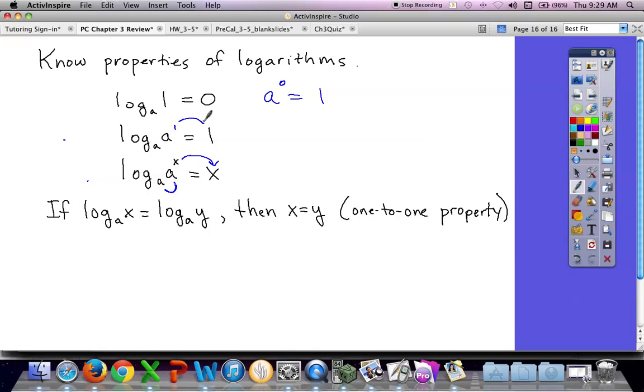And then one last property, which we dealt with many times, but it was listed as a property, is just the 1-to-1. Remember, if you have an equation which equates the log on both sides, it's the same log, then it must be that what's inside the logarithm is equal. That's a property, 1-to-1, which we use to solve equations.